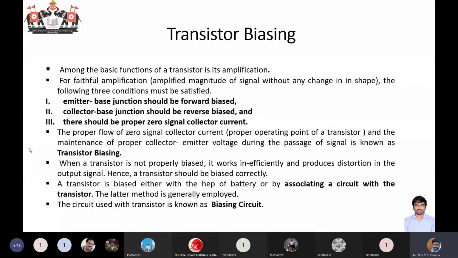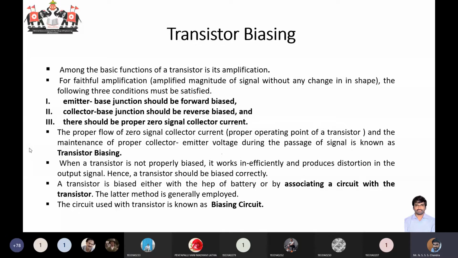When the actual input signal is provided, your input signal will not only be amplified, but its wave shape will also be altered. So in order to avoid that, you should ensure that even before giving any kind of input signal, for zero signal, your operating point should be a proper point and should be maintained. Your operating point is nothing but your IC value, output current and output voltage.